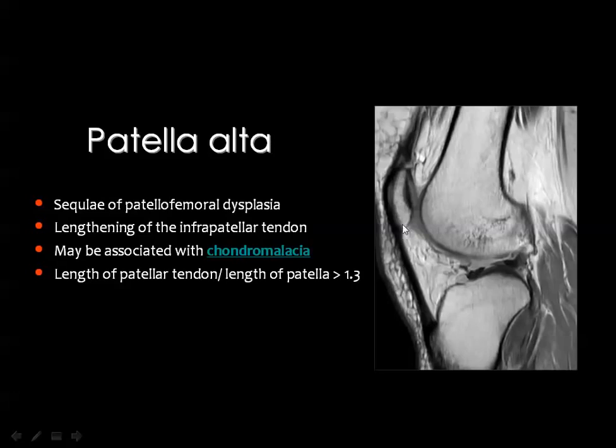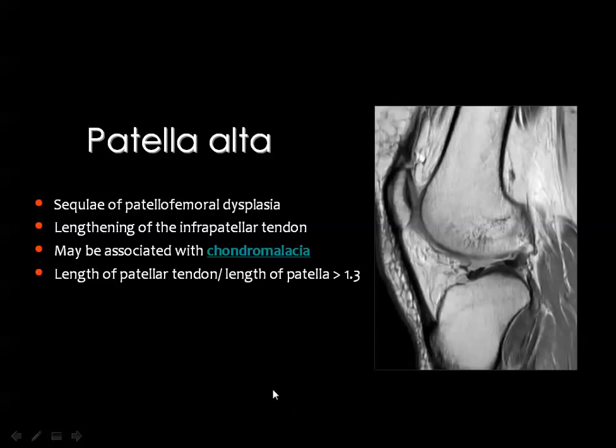If you see that this tendon is 1.3 of the patellar length, this is the normal location of the patella. But if it is elongated, meaning that this tendon is twice the length of the patella, this will mean that the patella has been displaced upward, meaning that it is patella alta.